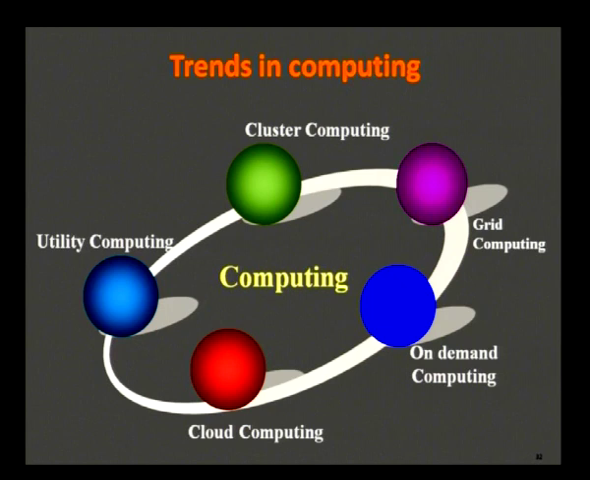So, we had different developments of computing principles: cluster computing, grid computing, on demand computing, cloud computing, or utility computing. Tomorrow you may have earth computing or universal computing. We can give different names, but starting from cluster computing only we have arrived at cloud computing.